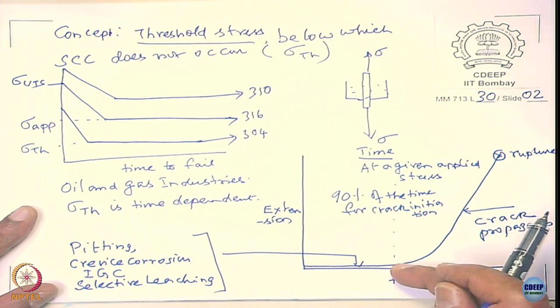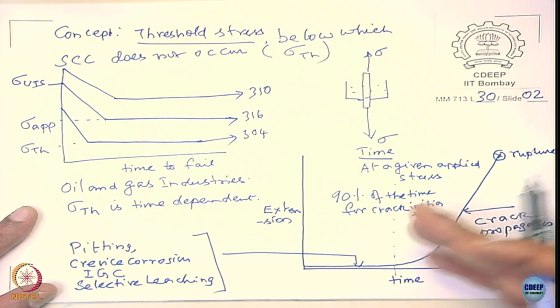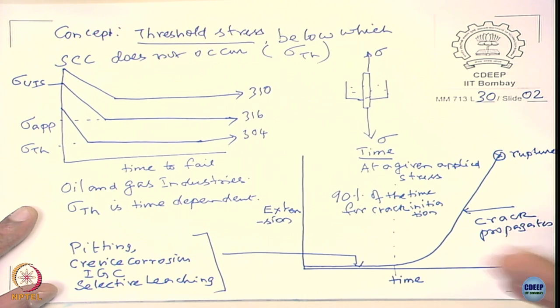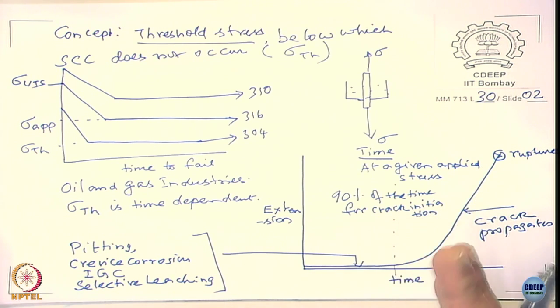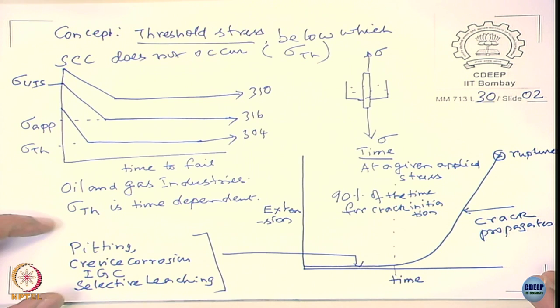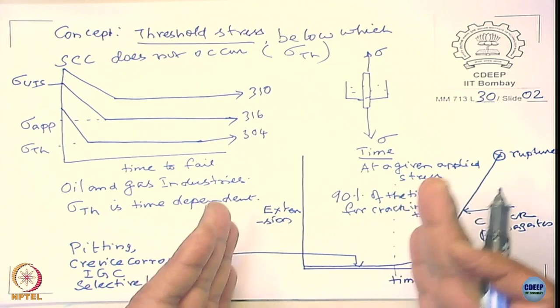A pit turns into a crack. An intergranular corrosion turns into a crack, into an intergranular stress corrosion cracking, right. A crevice attack can lead to stress corrosion cracking within the crevice, can happen. Side leaching also can happen. So, these are the factors that can assist stress corrosion cracking, and since these are relatively slow processes, quite a bit of time is involved in the crack initiation.